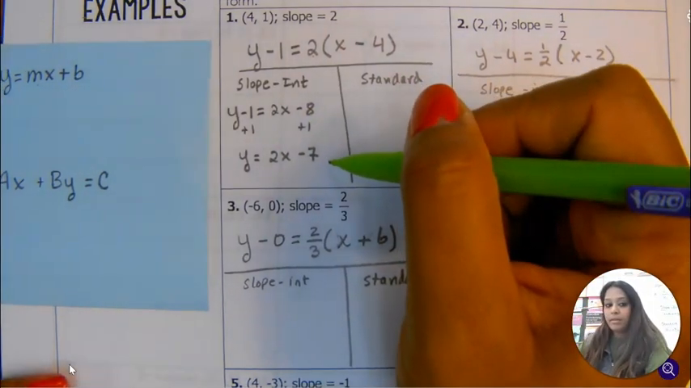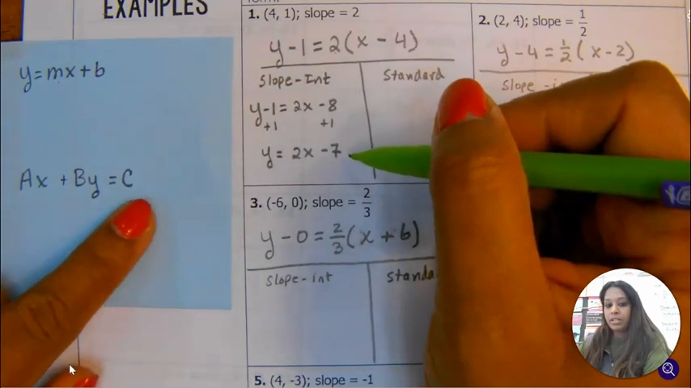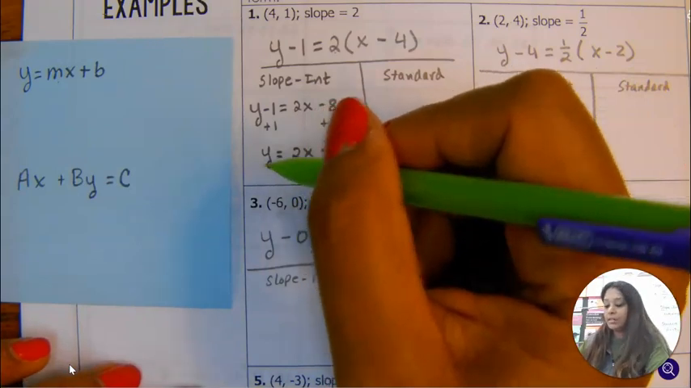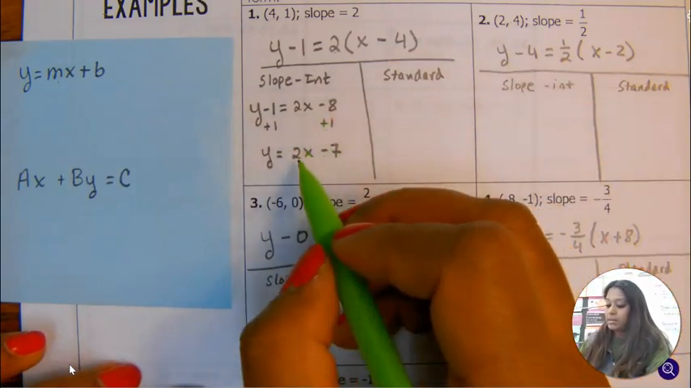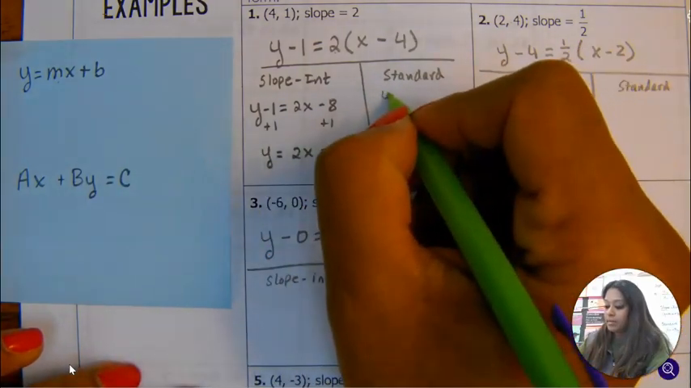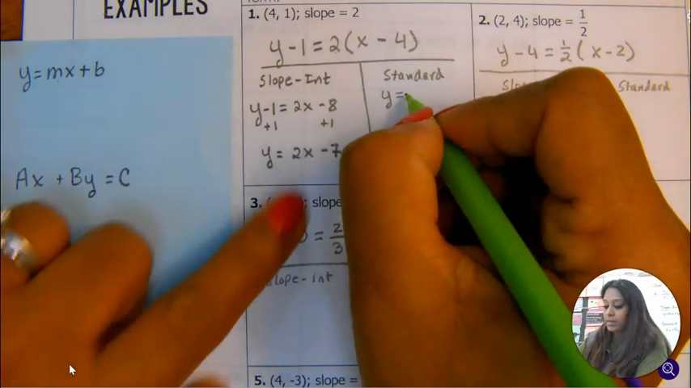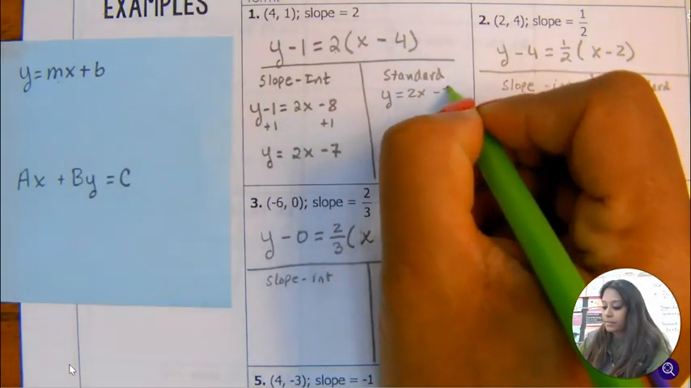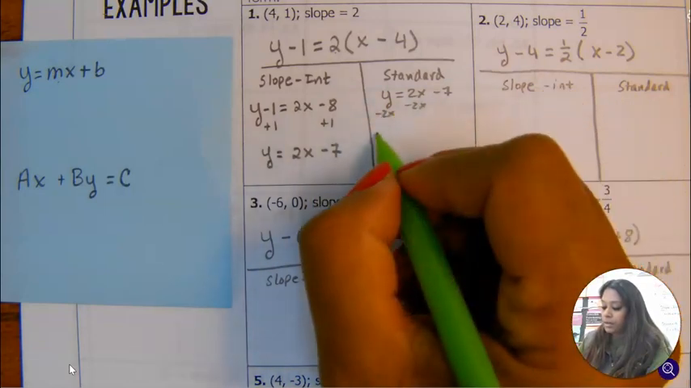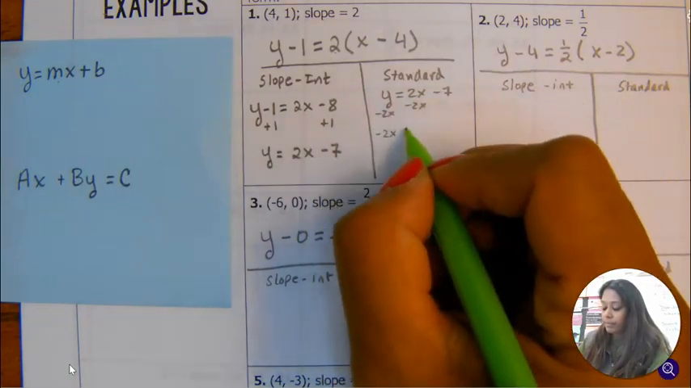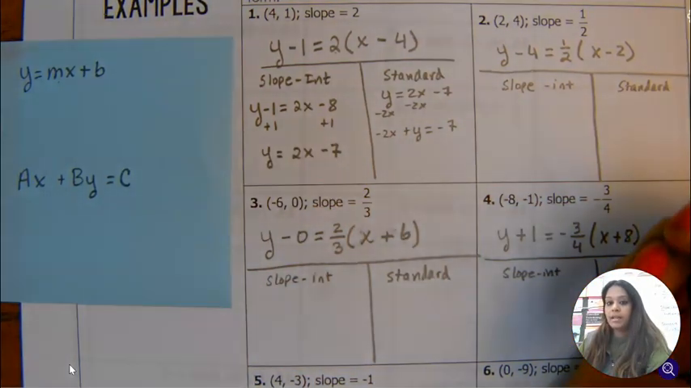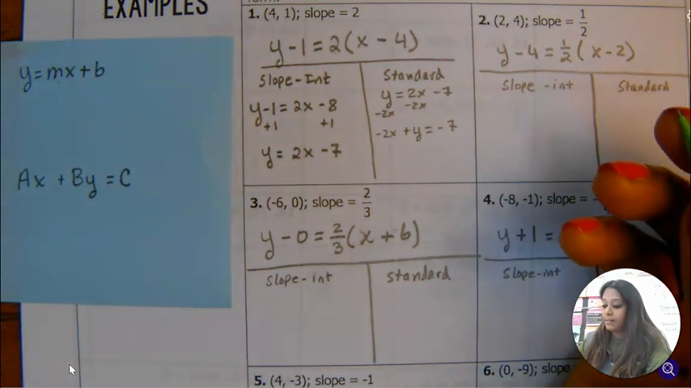So standard form, you have your constant, the number by itself, on one side, and then your x and y terms on the left side. So what I can do is I can just do minus 2x here and minus 2x here. Let me start with the slope-intercept form. I'll just copy this down up here. Take that over. So negative 2x, that's positive y, so plus y equals negative 7. And that's it. That's all I have.